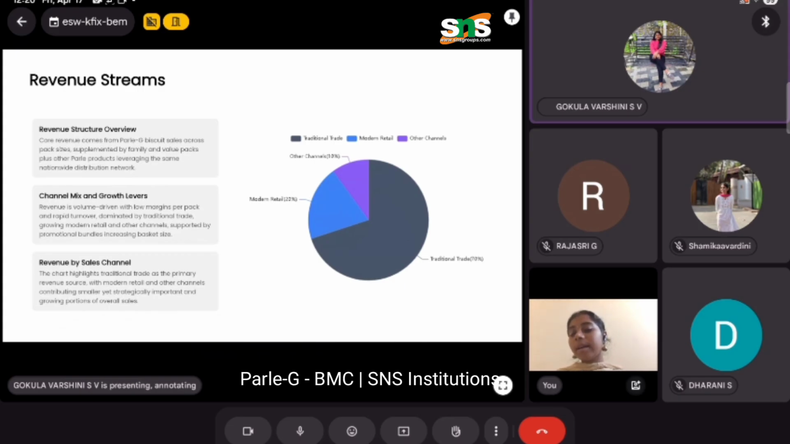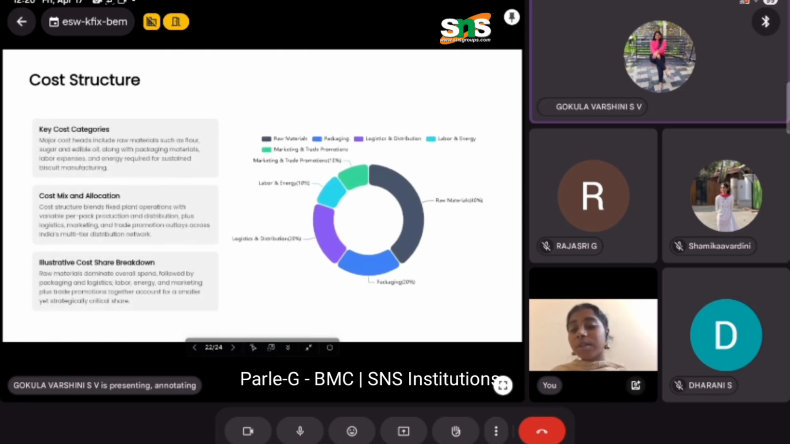So next one is the revenue by sales channel. The chart highlights traditional trade as the primary revenue source, with modern retail and other channels contributing smaller yet strategically important and growing portions of overall sales.